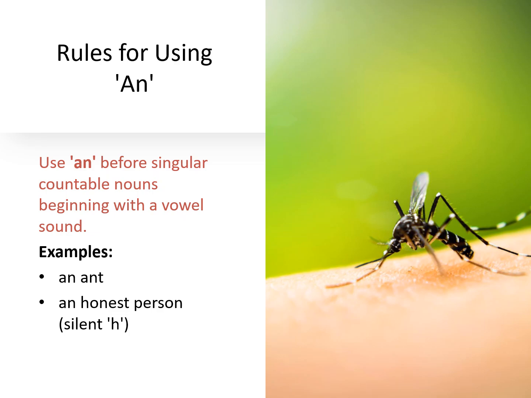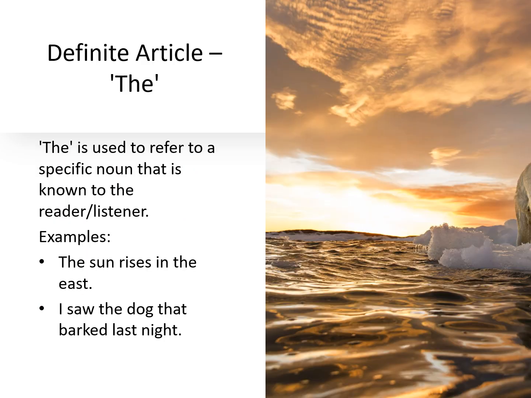Now let's talk about the definite article the. The is used to refer to a specific noun that the listener already knows. Examples: the sun rises in the east. I saw the dog that barked last night. In the second example, we are talking about a particular dog.